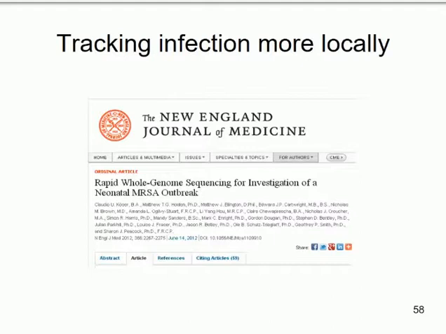So we're going now from the scale of a whole country, or several countries in this case, down to a single hospital. And this was a paper that was published in 2012, and it was looking at an outbreak of MRSA, which is methicillin-resistant Staphylococcus aureus. It's essentially a strain of Staph aureus which is resistant to most antibiotics. And this took place in a neonatal unit, a baby unit in a hospital. And again, genome sequencing information was very valuable here.